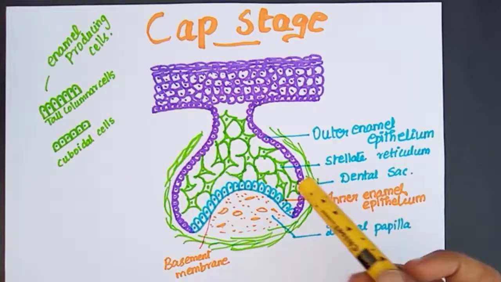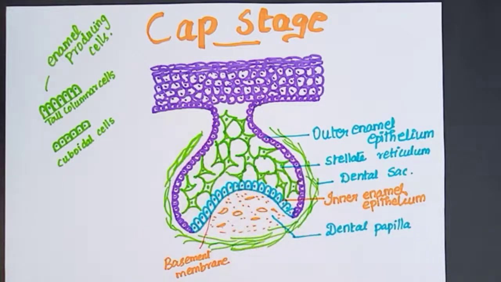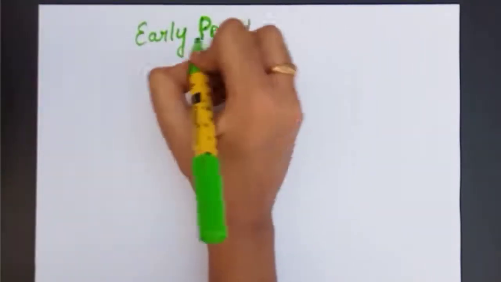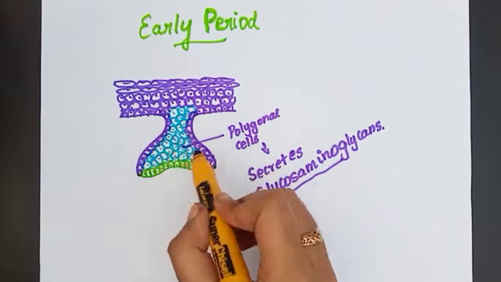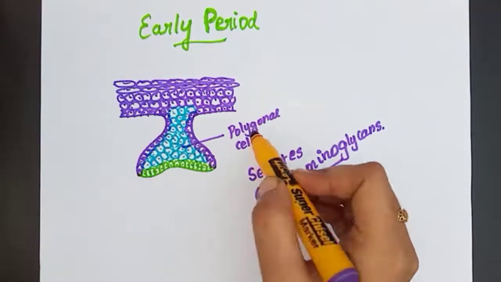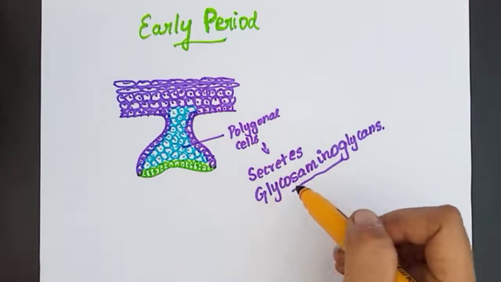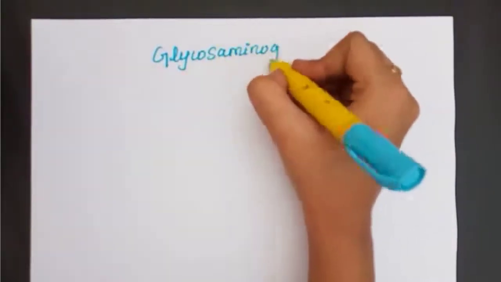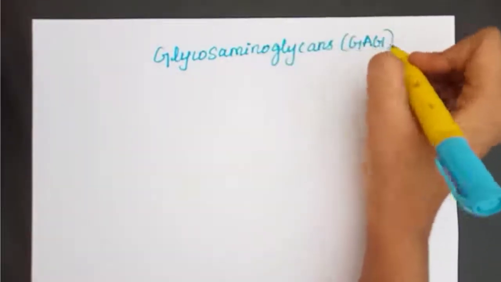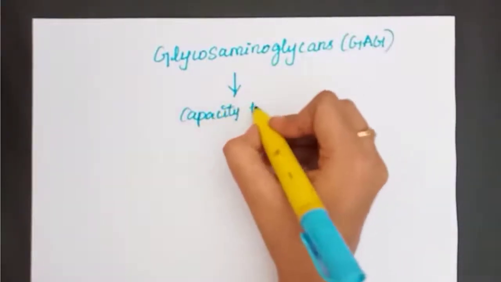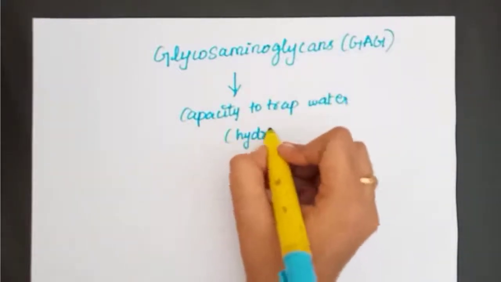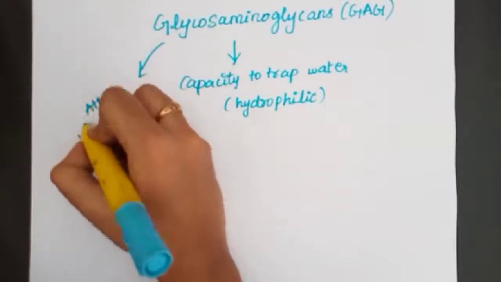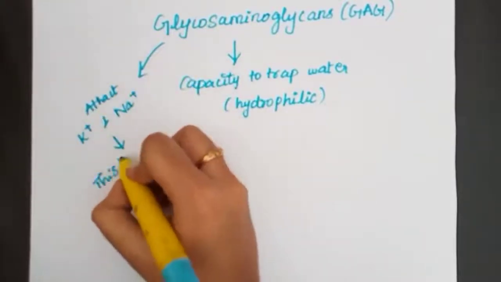Now let's see how the stellate reticulum is formed. At the early period of cap stage, the polygonal cells are located at the center of the enamel organ. These polygonal cells secrete glycosaminoglycans, which are seen in ground substance. These glycosaminoglycans, that is GAG, have the capacity to trap water, alright? That is, they are hydrophilic because they attract sodium and potassium ions. This brings in water, alright?